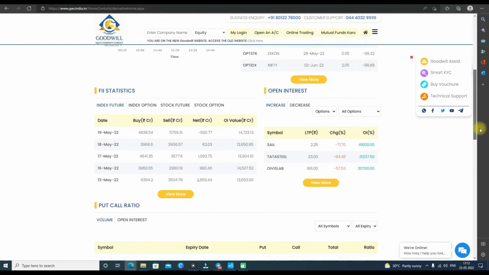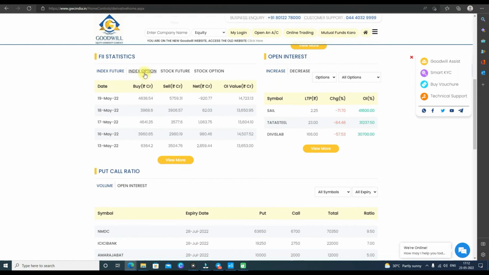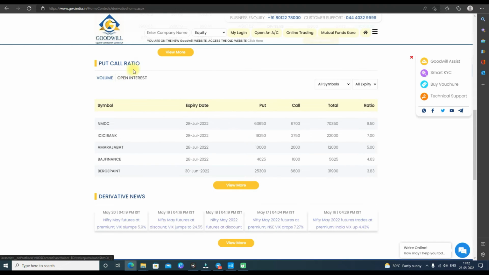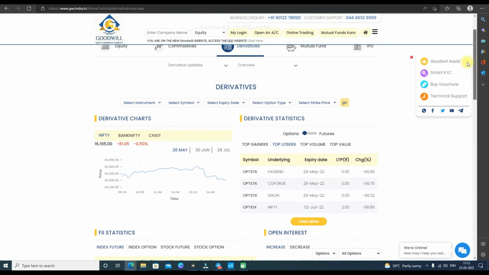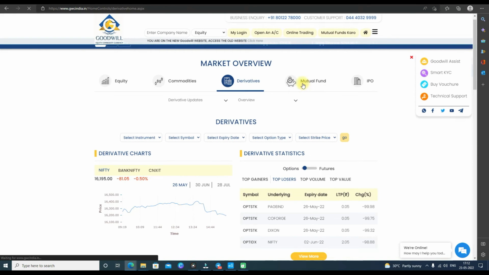After that we have FII statistics, index options, stock futures and stock options, so you can get the information about these as well. These are put call ratio, and from here you can just see the derivative news. After that we have mutual funds.